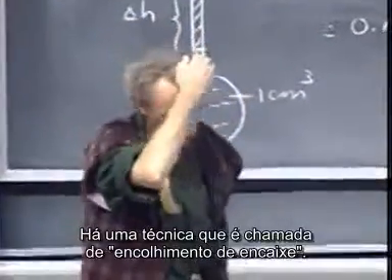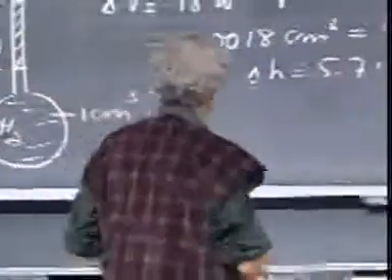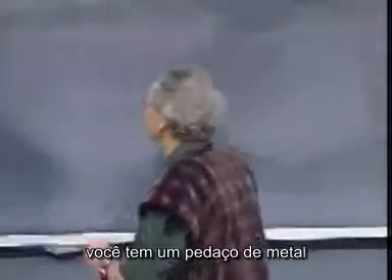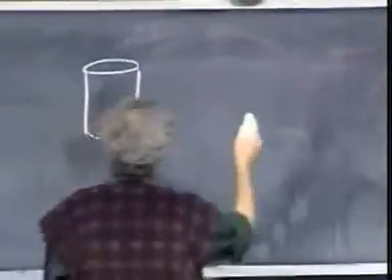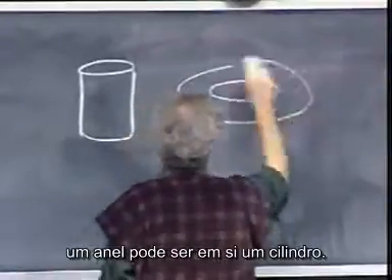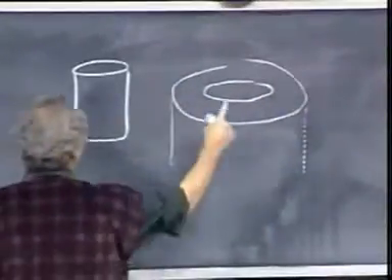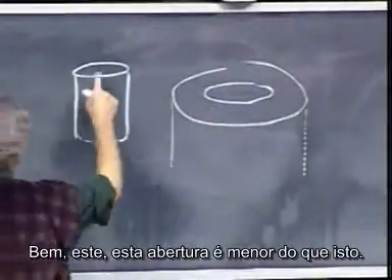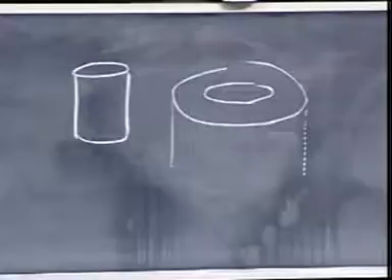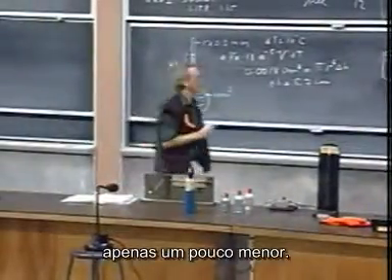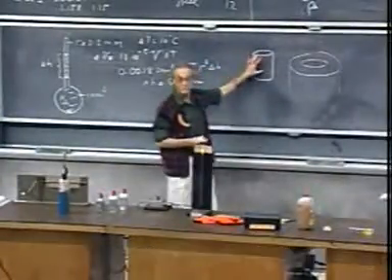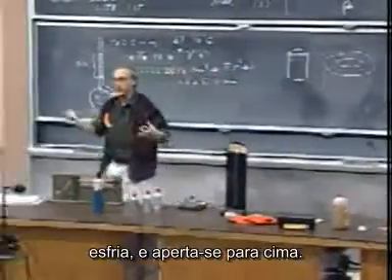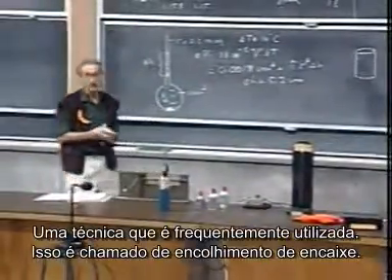There is a technique which is called shrink fitting. And shrink fitting is the following. You have a piece of metal. Let's take just a solid cylinder as a working example. And you have a ring. The ring could be itself a cylinder. Now this one, this opening, is smaller than this. Just a little smaller. Purposely made that way. You heat this one, it expands, and then you put it over here, it will fit, and then you let it sit, it cools, and it tightens itself up. That's called shrink fitting, a technique which is often used.